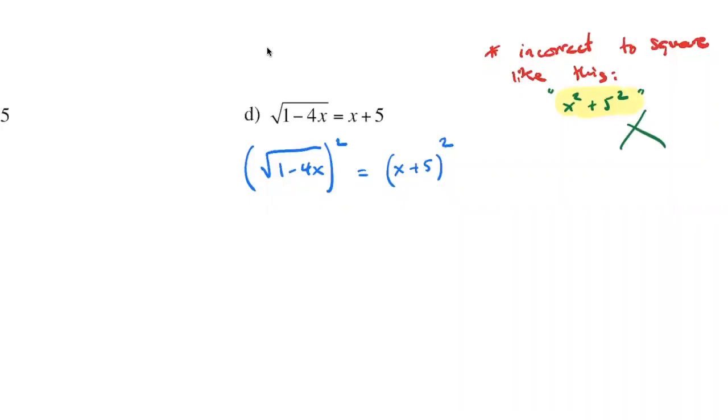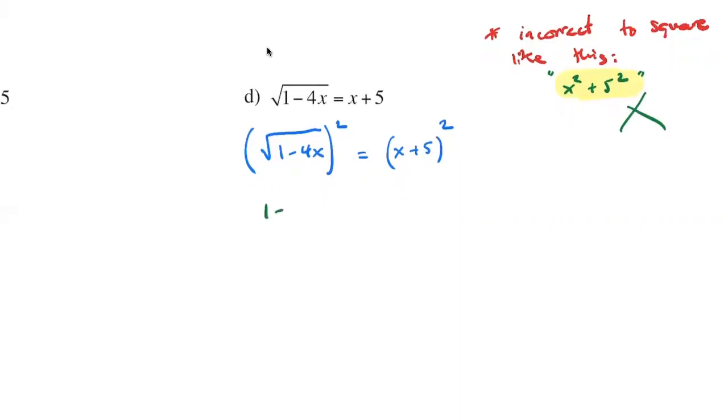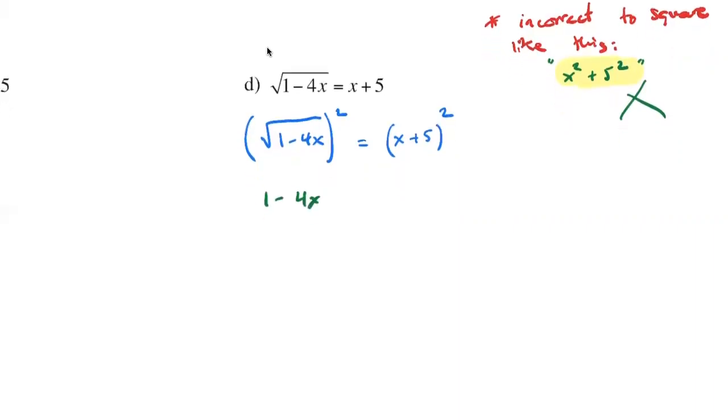If you're not getting the right answer when you do this in the homework, come back to your work and ask, did I square both sides correctly? The left-hand side becomes 1 minus 4x. The right-hand side, we're going to expand x plus 5 times itself. So what do we have here? We have x squared plus 10x plus 25. And then we can isolate the variable x again. In this case, we have a quadratic, so that's using the technique from the previous chapter, solving a quadratic equation using factoring.